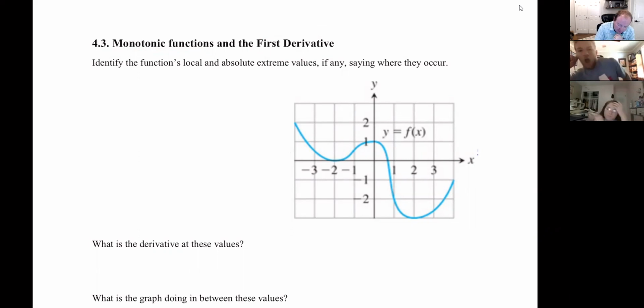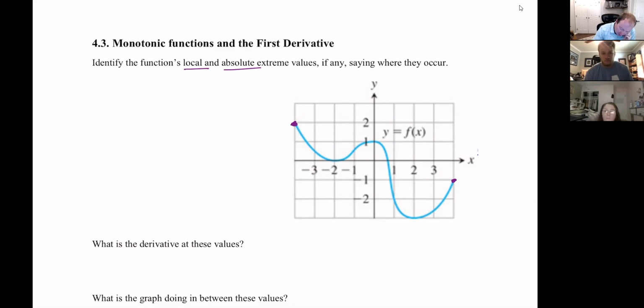So we're asked to identify any local and absolute extrema. Let's assume that this is a closed interval, so the function's domain is closed from -4 to 4. Because it is a continuous function on a closed interval, we are guaranteed absolute extrema. But remember that we'll also have local extrema, and absolute extrema are still local extrema. So let's see what we have right here.